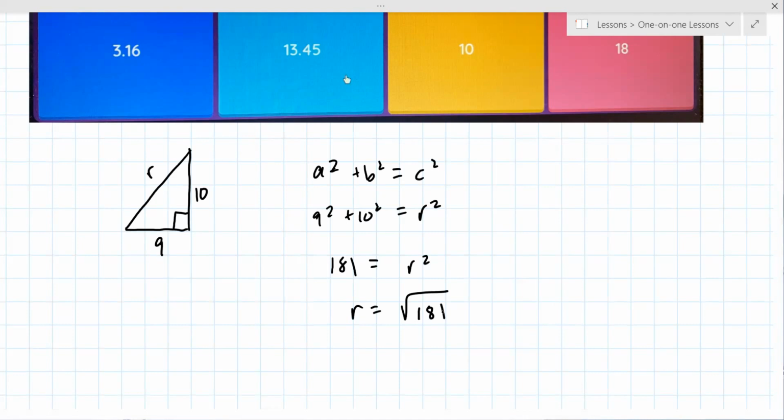Okay. So go ahead and punch that into your calculator. Looks like it's this lighter blue one, 13.45.